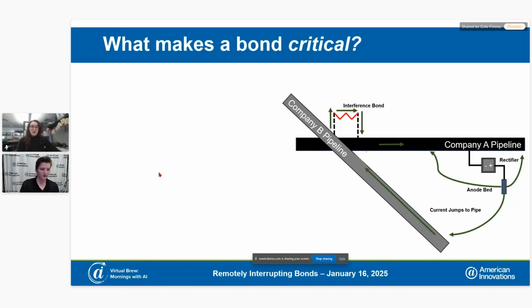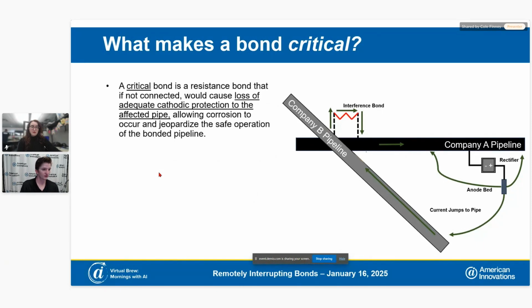But you probably have heard the term critical bond as well. So what would make a bond critical? Per what PHMSA says, basically what makes a bond critical in this case is if you have a resistance bond that, if you removed that bond or that bond was disconnected, like we talked about in the last scenario, there would be a loss of cathodic protection on any of the affected pipelines that would allow corrosion to occur. And then, of course, that would jeopardize safe operation of either bonded pipeline in this case.